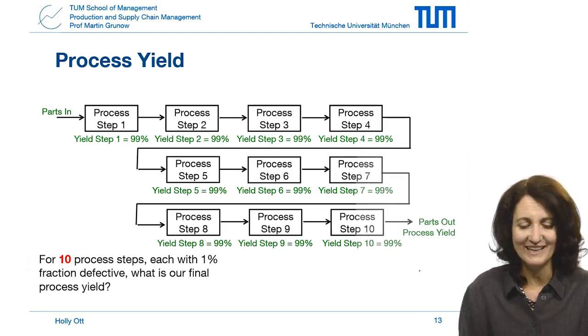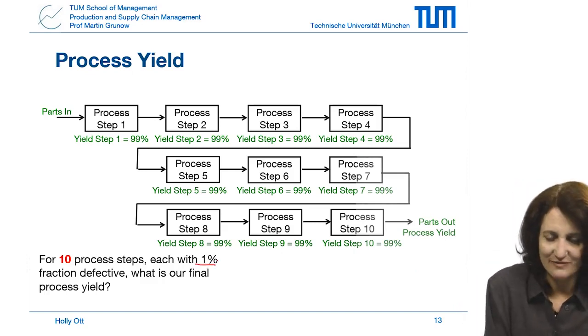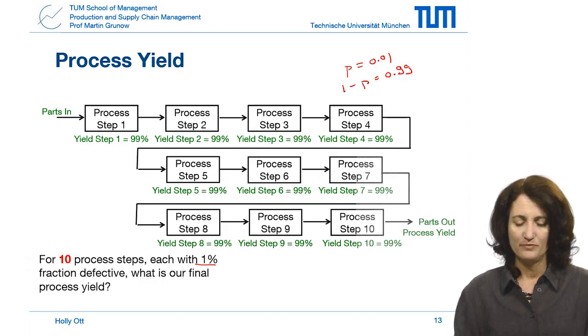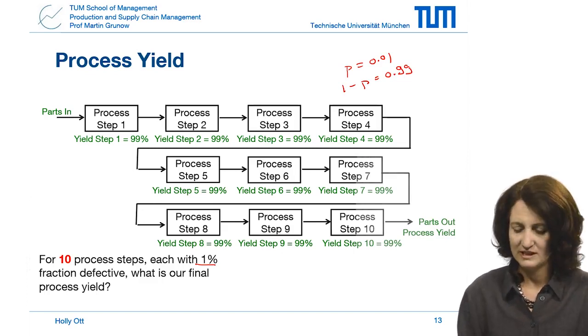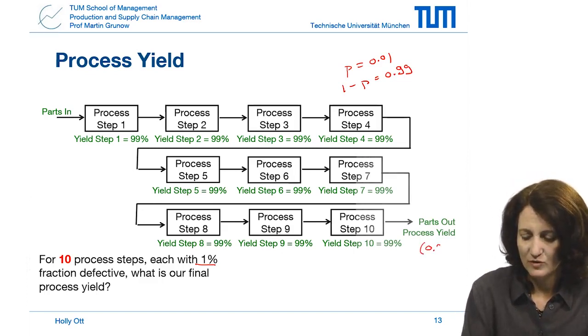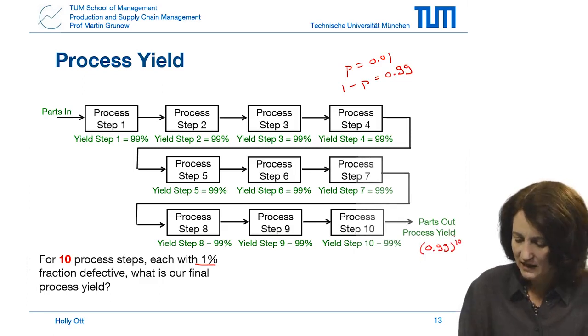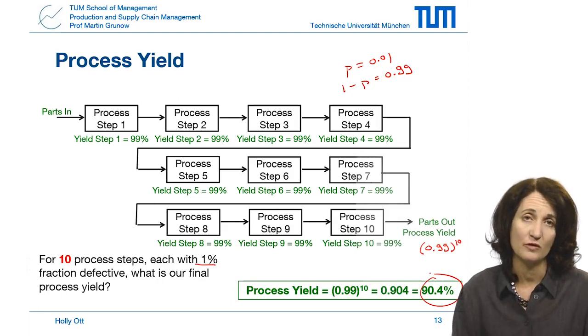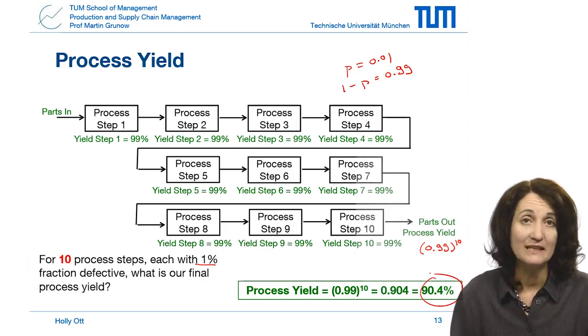You know where we're going next, right? We have 10 process steps, each with 1% fraction defective. So P equals 0.01. 1 minus P equals 0.99, 99% yield at each process step. Now we have 0.99 to the power of 10, and we end up with, yes, a better result, 90.4% yield overall, process yield.